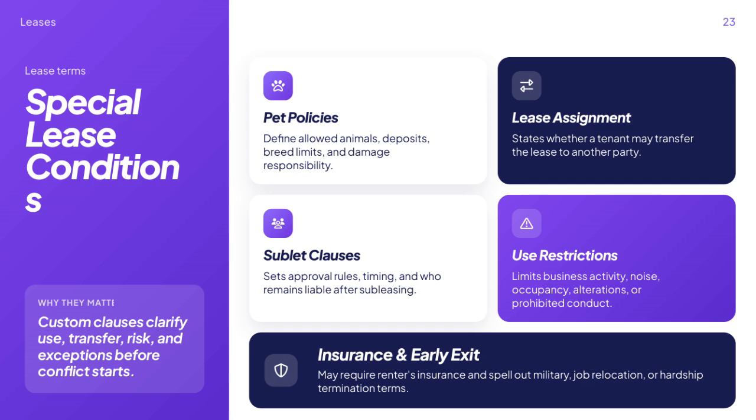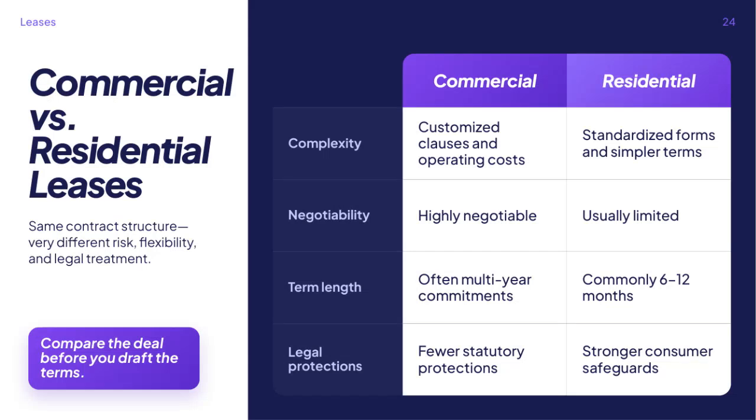When we look at commercial and residential leases, it's important to understand that although they might share the same basic contract structure, the risks, flexibility, and legal treatments involved are quite different. Before you even start drafting the terms, comparing the deal type makes a big difference. Commercial leases tend to be more complex, often including customized clauses and detailed operating costs, reflecting the unique needs of a business. They are highly negotiable, giving both parties room to tailor agreements to their specific circumstances.